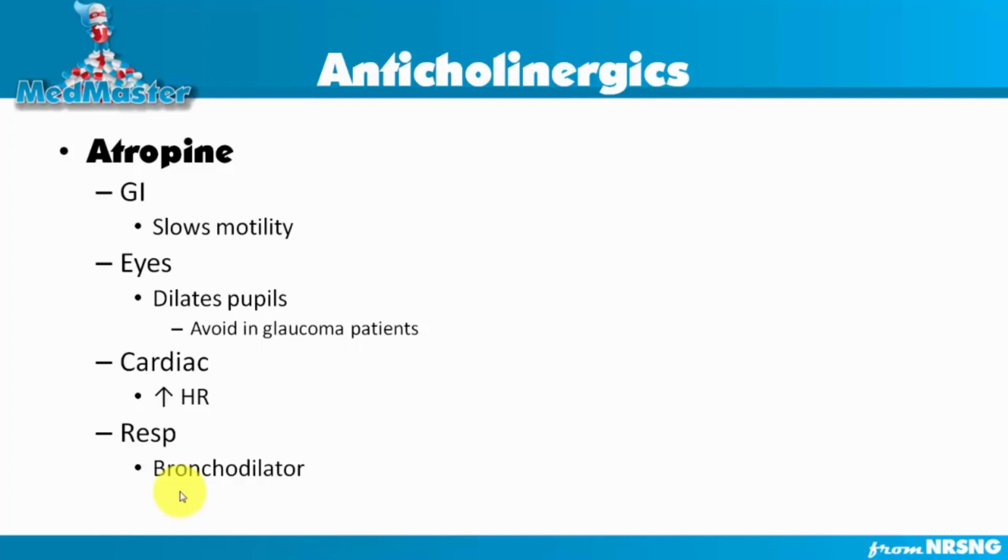So with atropine, okay, think anticholinergic. GI motility is going to slow. Again, we've talked about all these things. Your eyes are going to dilate, so because of that, you're going to want to avoid it in glaucoma patients. Heart rate's going to race. Bronchodilation is going to occur. So these are all things that you're going to watch in patients that are receiving atropine.